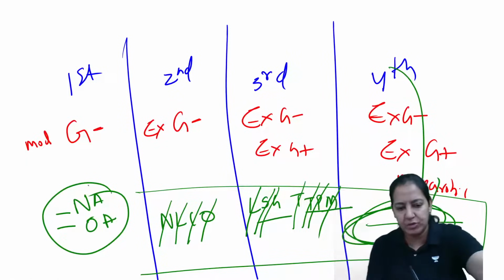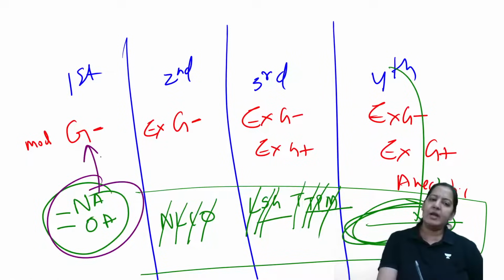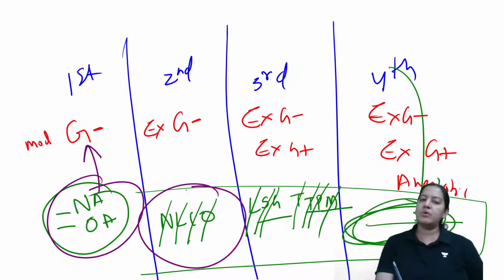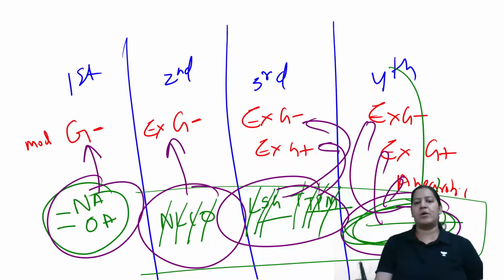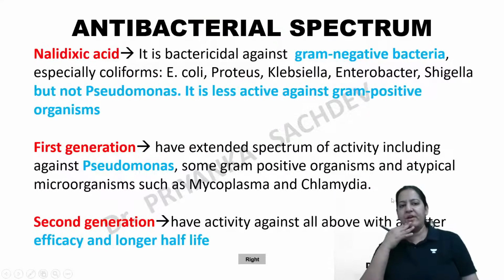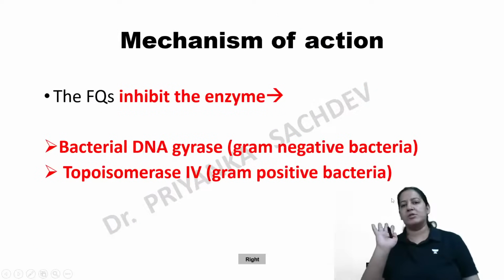So these two drugs act against only gram negative. These four also act against gram negative but with extended spectrum. These drugs act against gram negative also, gram positive also. And this one acts against gram negative, gram positive, and anaerobes also. So spectrum is also done. Everyone give me a thumbs up. So we are done with spectrum also.